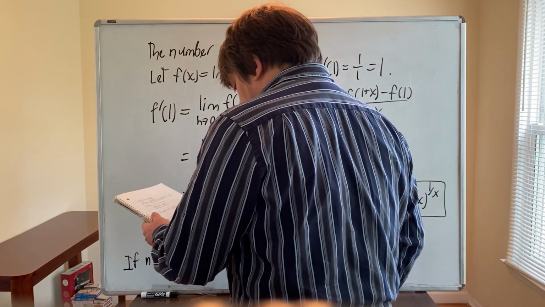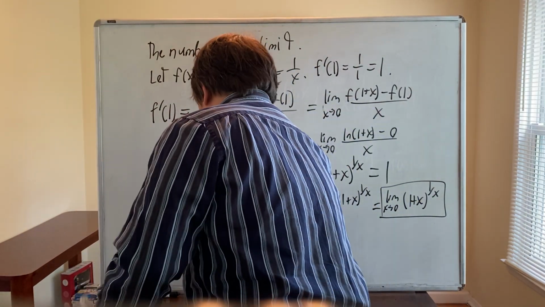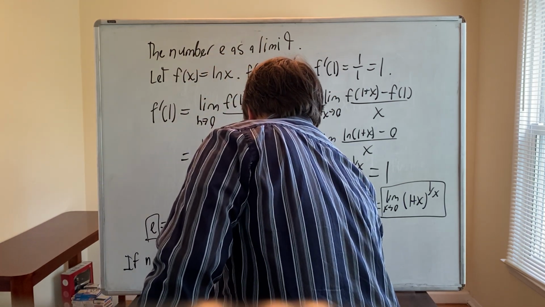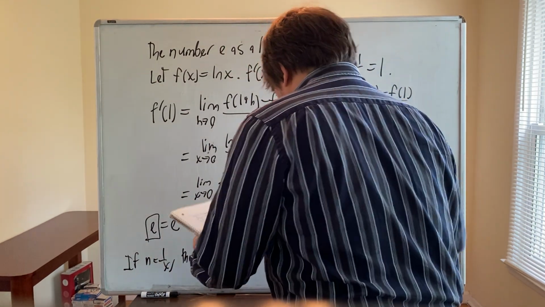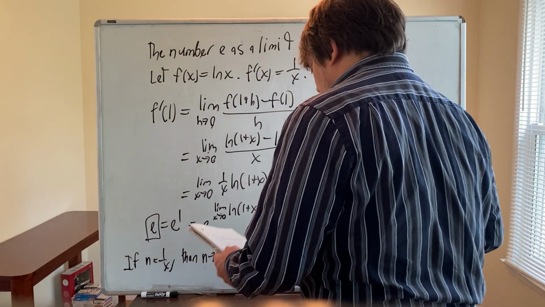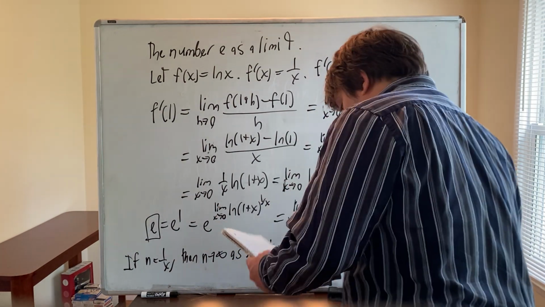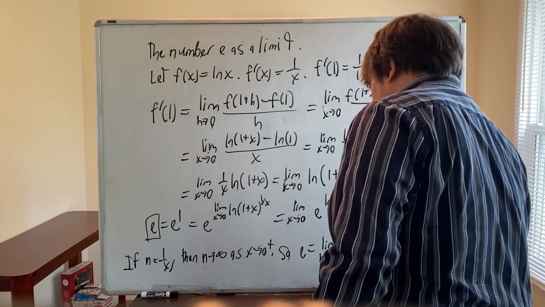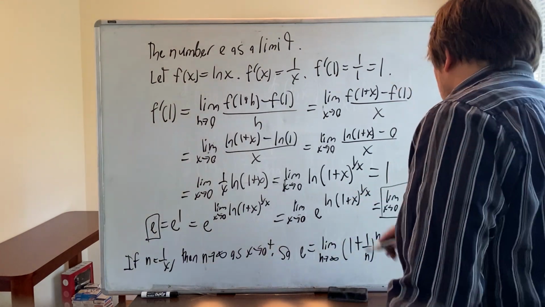So if n equals 1 over x, then n approaches infinity as x approaches 0 to the right. So e is equal to the limit as n approaches infinity of 1 plus 1 over n to the nth power.